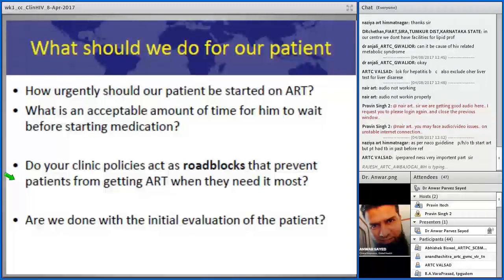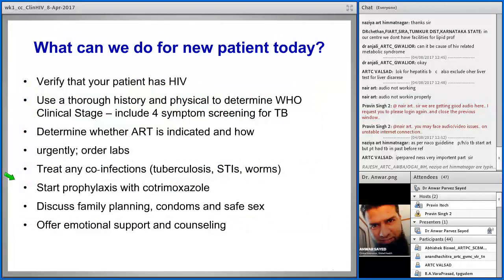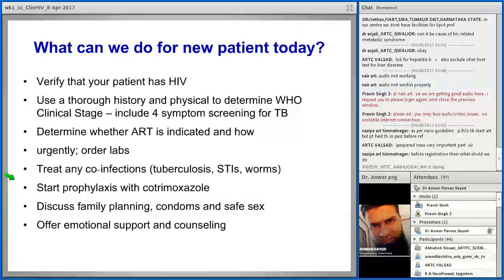So what should we do for our patient? We need to see how urgently our patient should be started on ART. What is an acceptable amount of time for which we can wait before initiation of ART medicines? Do your clinic policies act as roadblocks? This is what I was trying to mention. Sometimes we have a shortage of medicines, sometimes we don't have proper supply, and these are rare incidences which happen where we need to prioritize.